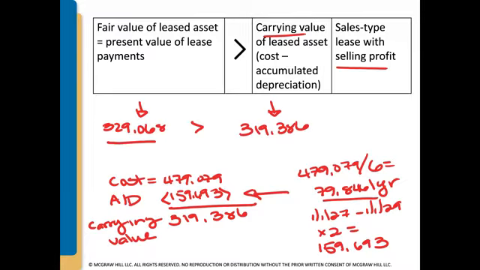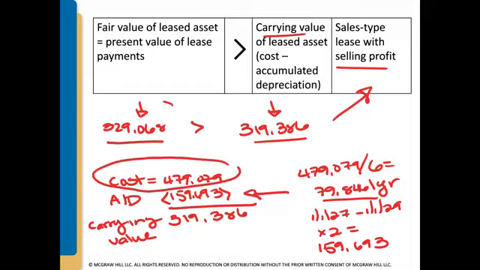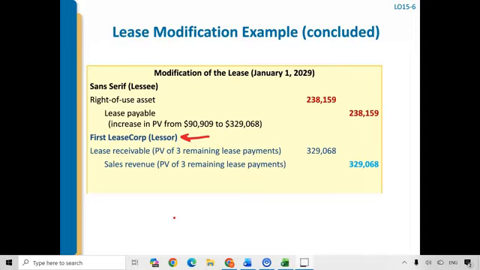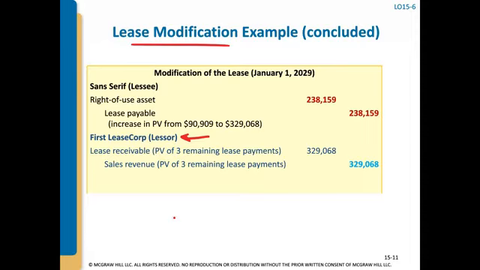$319,386. Yes, my fair value of the leased asset is greater than my carrying value. So now I have a sales type lease with selling profit, which means that I will need to remove this asset at its cost, and I need to remove the cumulative depreciation off of my books. So let's go to the journal entries that the lessor must make as a result of the lease modification. Now they have to record a lease receivable, because before it was an operating lease, so they didn't have anything recorded on their books.